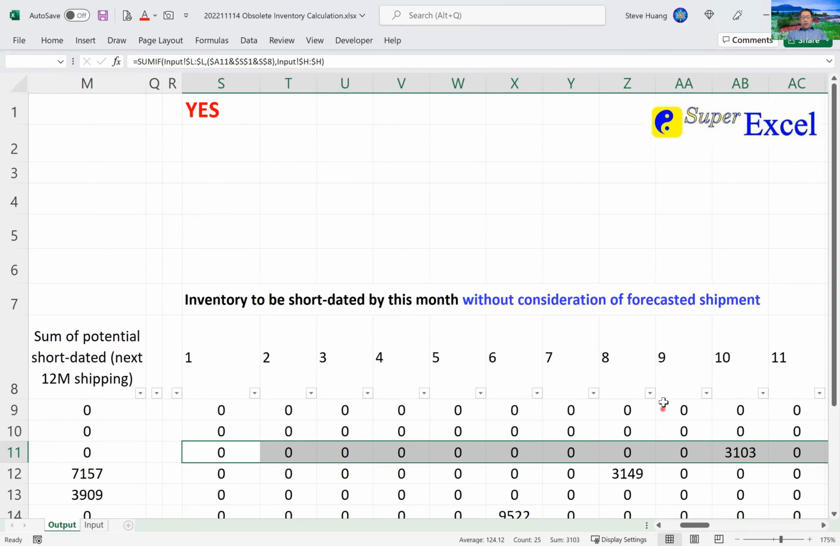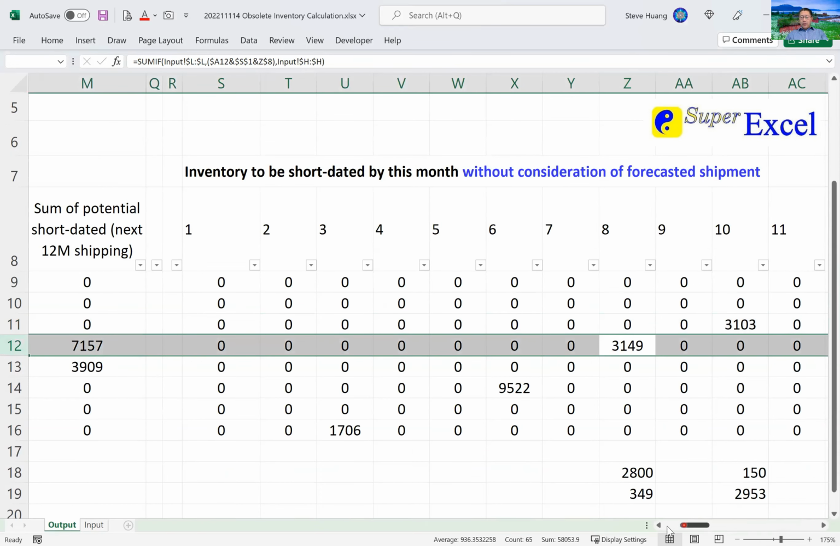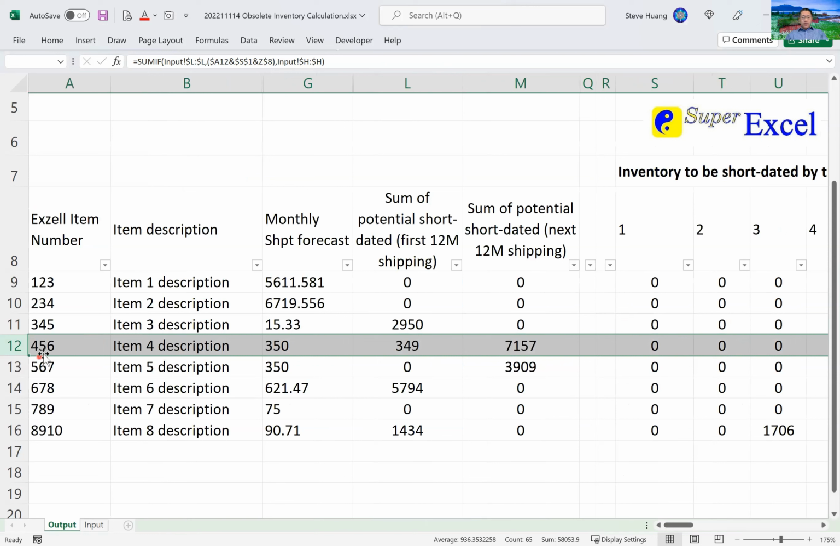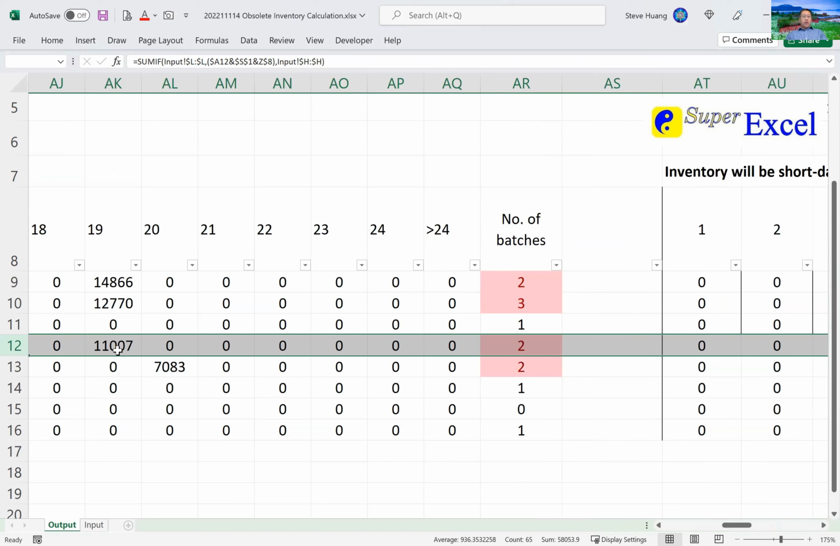And now we have exceptions. Let's look at the next item, this item 456. So if you look at from month 1 to month 24, in month 8, we have 3,149 units that will be short dated. And then in month 19, we would have another 11,007 units to be outdated.